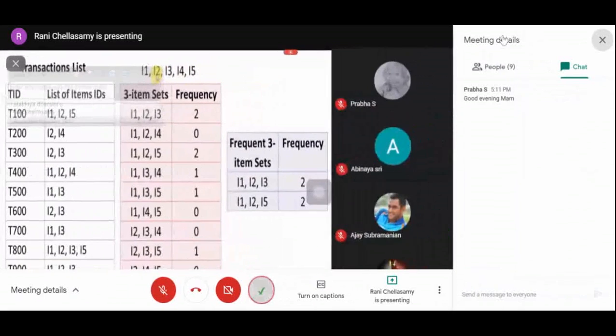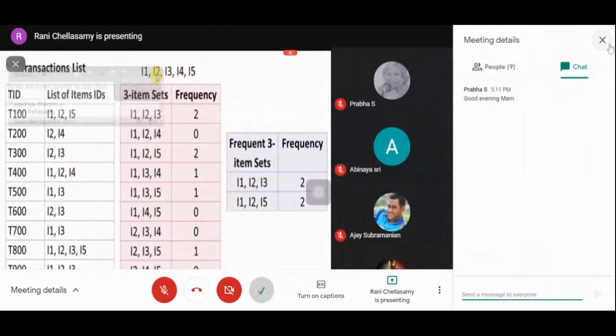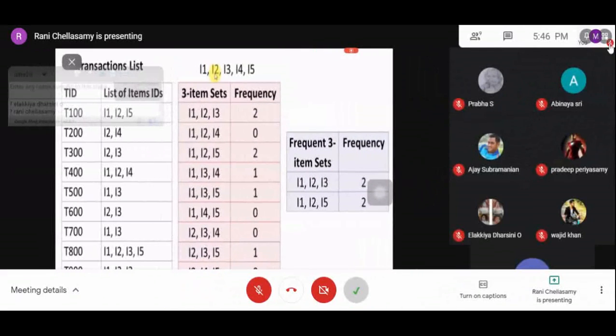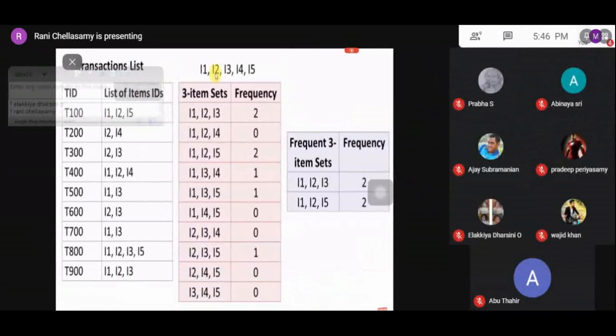Okay. So see here, you can write these 5 items. With this, you can go on combining the 3 items. Fine. So after finding the 3 item set, you need to calculate the frequency. So see I1, I2, I3, here 1 time, and in the last transaction 1 time. So 2. The number of counts of the combination I1, I2, I3 is 2 times. Okay. Likewise, you have to find all the counts, the frequency of the 3 item set.